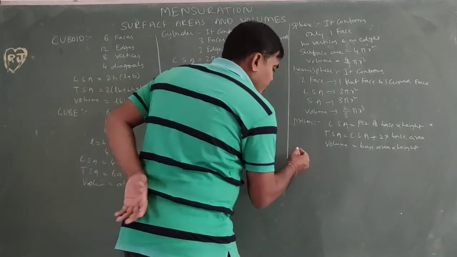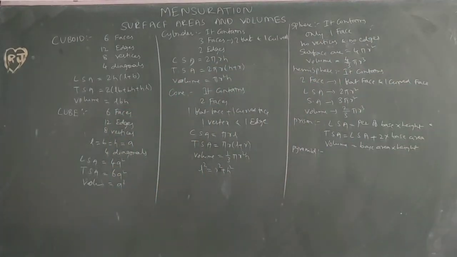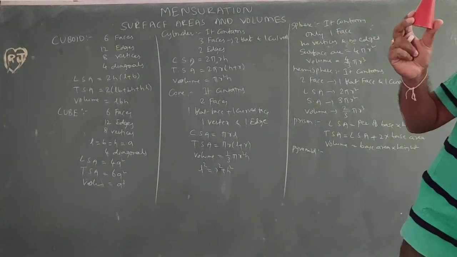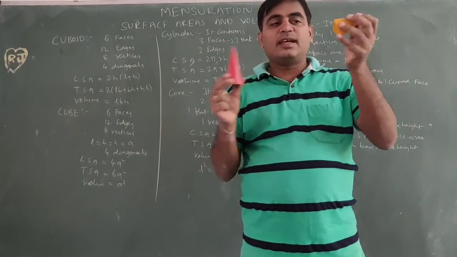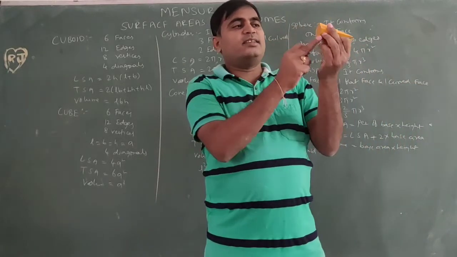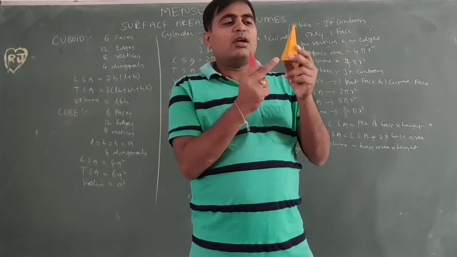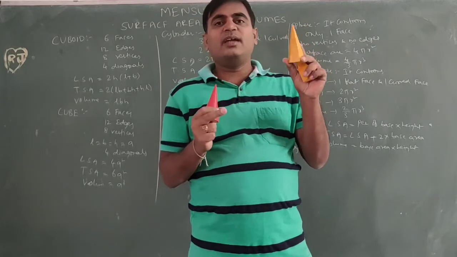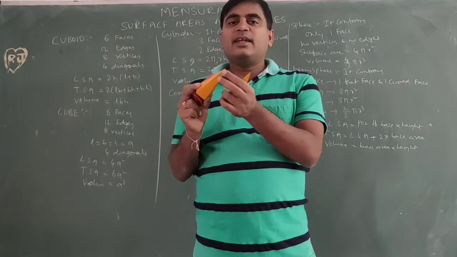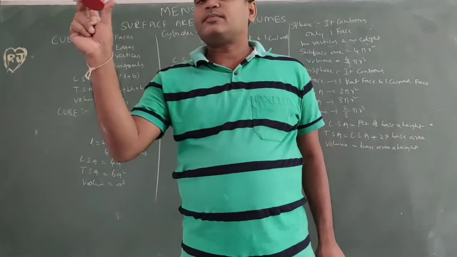Next, pyramid. So this is a cone. Cone is also a pyramid. This is a triangular pyramid. Next, this is a pentagonal pyramid, with 5 sides. If we cut anywhere we get a pentagon, but the size will be reduced, and towards the end there is a point. Then it is called a pyramid.